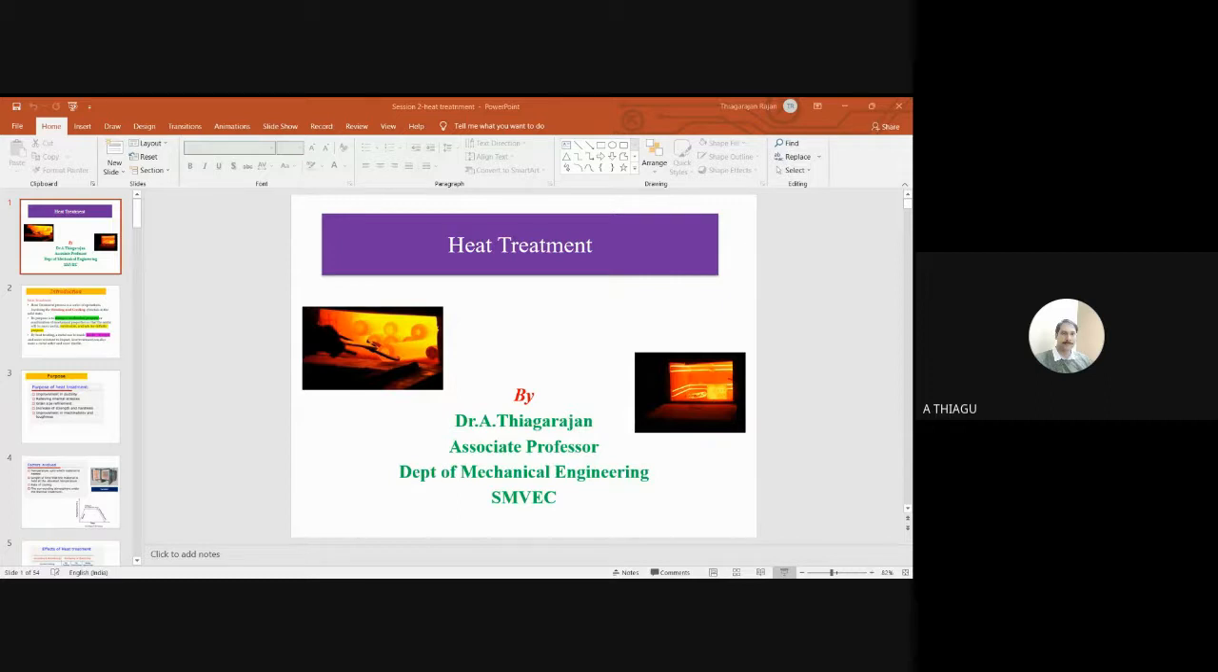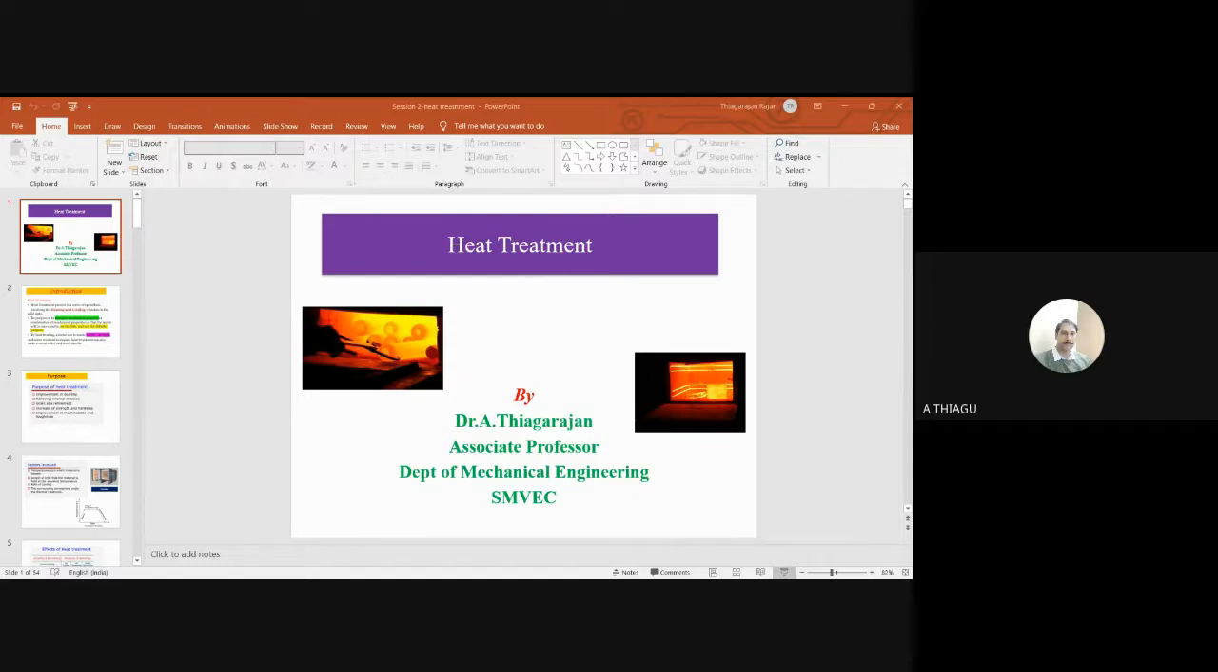So the next module is the concept regarding heat treatment. You are all familiar, but this concept is much easier to understand and very interesting, and its application for metallurgy is in very high demand. So let us quickly move to the introduction part. What is meant by heat treatment?